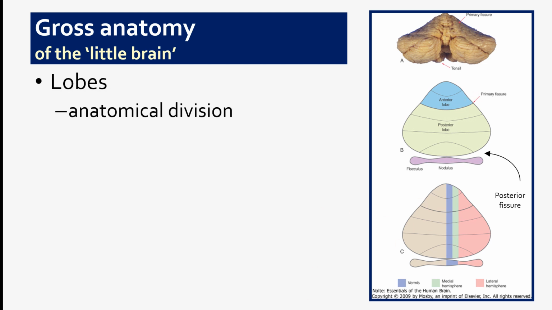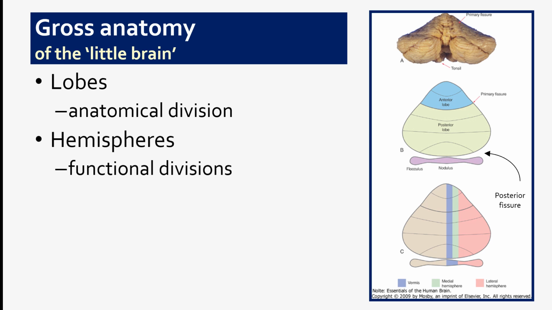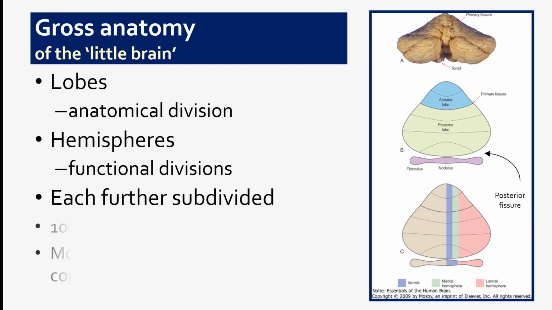The reason for that is that the anatomical arrangement of the cerebellum is into lobes, but the functional arrangement of the cerebellum is into hemispheres. And you can see this here. You've got the lateral and medial hemispheres. You've got left and right versions of those. Then you've got the structure in the center, which is the vermis, or the midline of the cerebellum. Each of these, as I've said, is further subdivided. We don't need to go into the great detail of those right now.